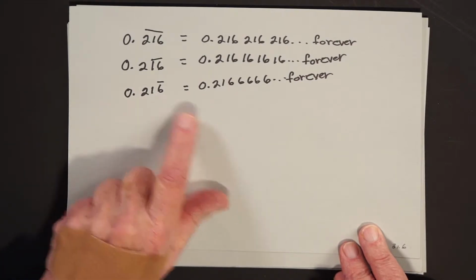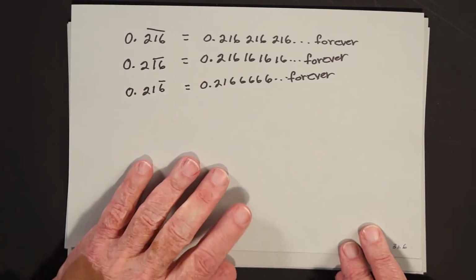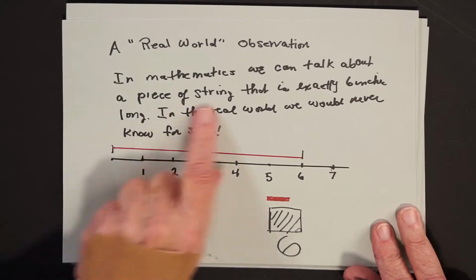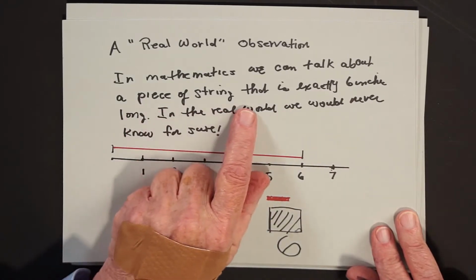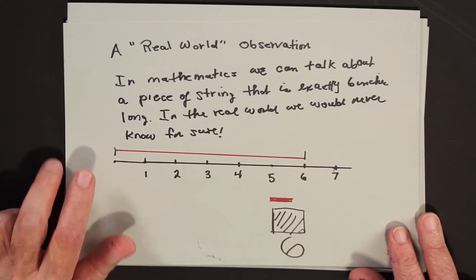Only the 6 repeats. You leave the 2 and the 1 alone, and then from that point on, the 6 repeats over and over. Now, this is an interesting part of mathematics. In the real world, we can't measure a number exactly. See, in mathematics, I can say that a piece of string is exactly 6 inches long. In the real world, we'll never know that, believe it or not. Let me show you what I mean by that.